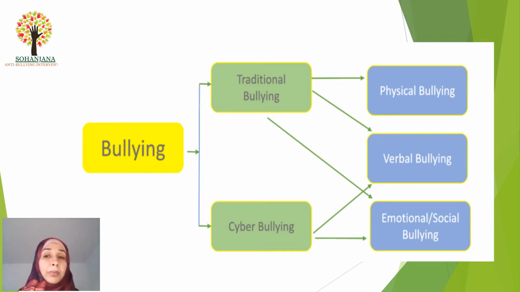There is one other form of bullying, which we call emotional or social bullying, and this type is common whenever a perpetrator is not ready to reveal his identity. In this type of bullying, the main purpose is usually to spoil the reputation of the student or child, and it is usually done by spreading rumors or lies about the child. So traditional bullying can take the form of physical, verbal, or emotional bullying. However, cyberbullying can take the form of verbal bullying or emotional bullying.